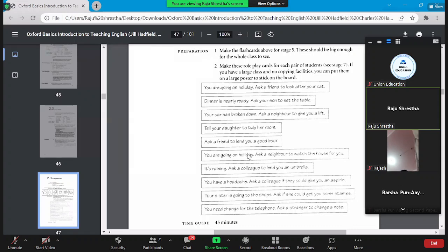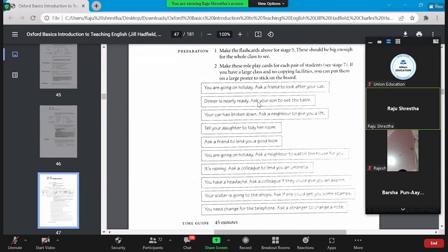These are different situations. Now, different situation and roles also. And they have to request on this situation. Now, for example, you are going on holiday. Ask a friend to look after your cat. You have this card. तपाईसँग यो कार्ड छ भने तपाईले के गर्नु पर्यो भने you request your friend to look after your cat when you are on holiday. बिदामा बस्दाखेरि cat को हेरचाह गर्न पर्यो, request गर्नु पर्यो. This is one role card also, situation also.